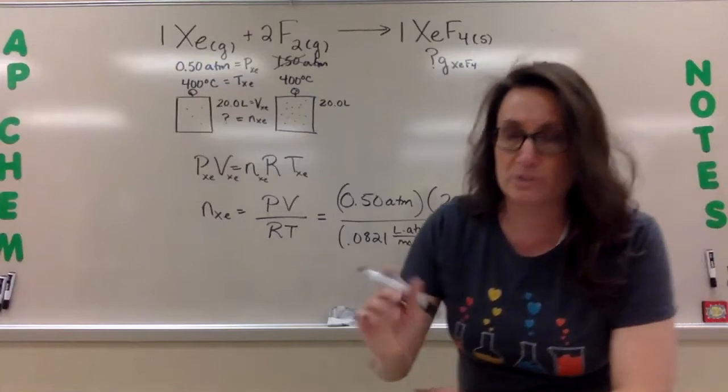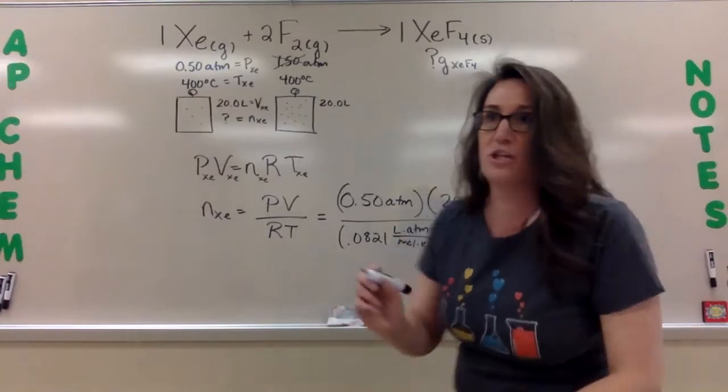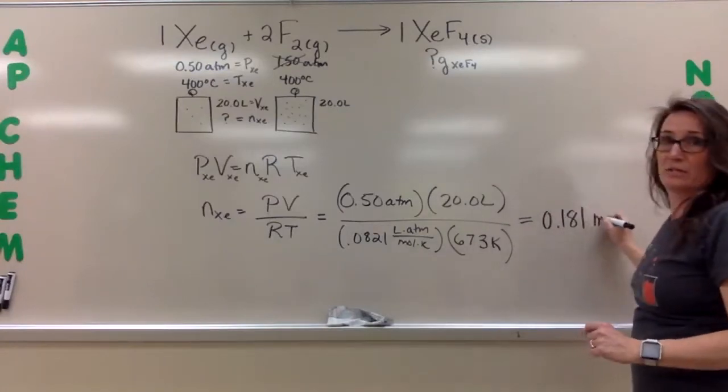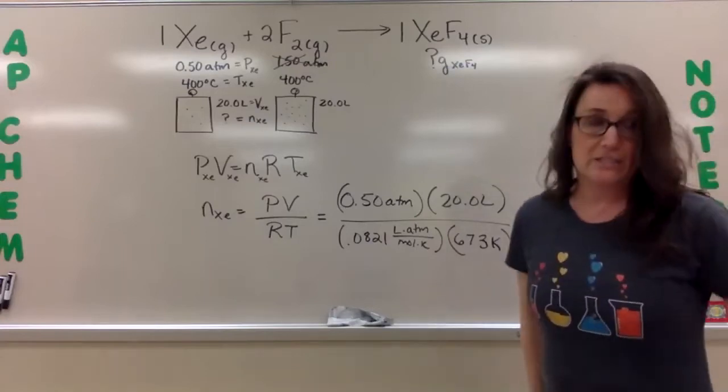And I didn't want to go rogue. Sometimes I make up questions. I said that in the other video, but I don't want to do that with this because these are too challenging to do that. 0.181, is that what you guys get? That's what this source says we should get. So that's our xenon's mole amount, but we're not done.